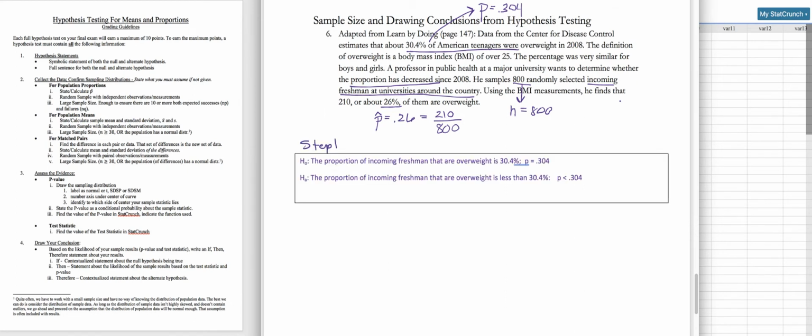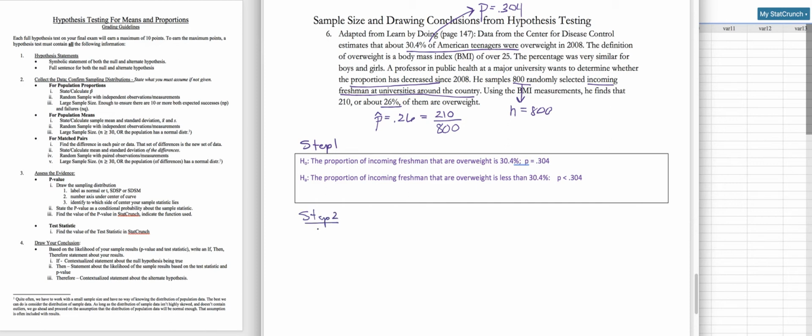Okay, this is what I have for those statements. The proportion of incoming freshmen that are overweight is 30.4%, which gives us that baseline value, P equals 0.304. And then our alternate hypothesis, remember the change we were looking for was a decrease. So I wrote the proportion of incoming freshmen that are overweight is less than 30.4%, or P is now less than 0.304.